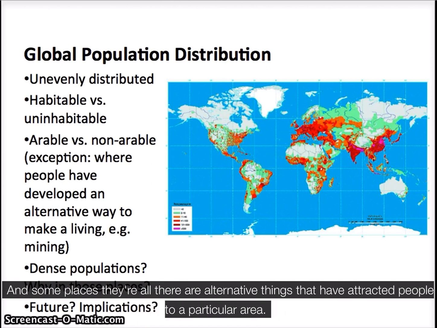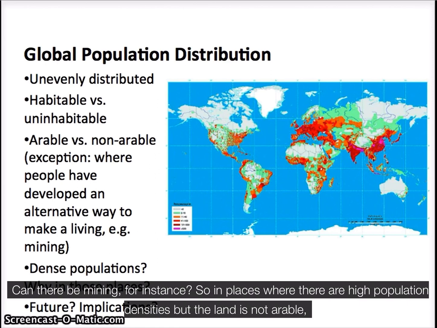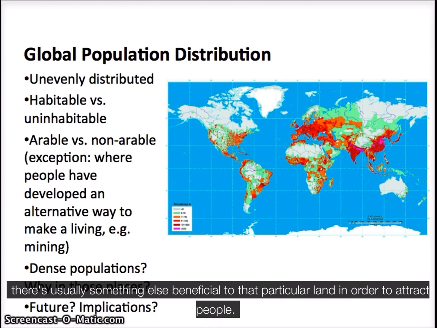In some places there are alternative things that have attracted people to a particular area. Is there an alternative way to make a living? For instance, is there a resource cluster there? Can there be mining, for instance? So in places where there are high population densities, but the land is not arable, there's usually something else beneficial to that particular land in order to attract people.